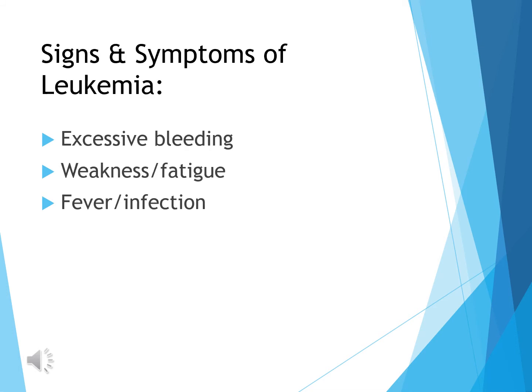So if we look back at what I told you about anemia, thrombocytopenia, and leukopenia, you can see that the signs and symptoms of leukemia mirror that. So we have excessive bleeding with thrombocytopenia, weakness and fatigue with anemia, and fever and infection with leukopenia.